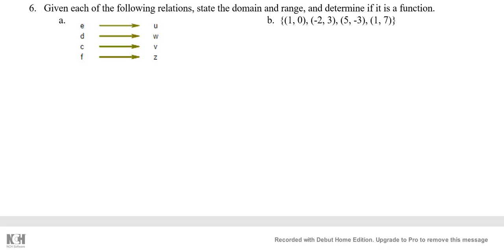Sometimes you'll see relations listed in the form of a set of arrows between elements. This is the same thing as a list of ordered pairs. The place where the arrow starts is the x values. The place where the arrow ends are the y values. So we could rewrite this as a bunch of ordered pairs. They are letters, but they can still make up ordered pairs.